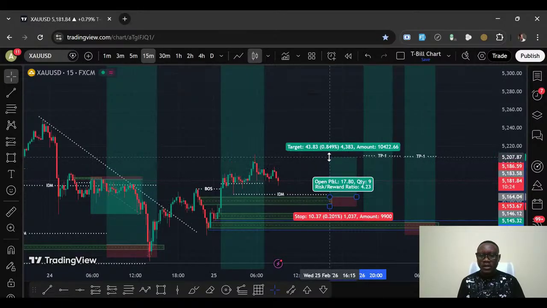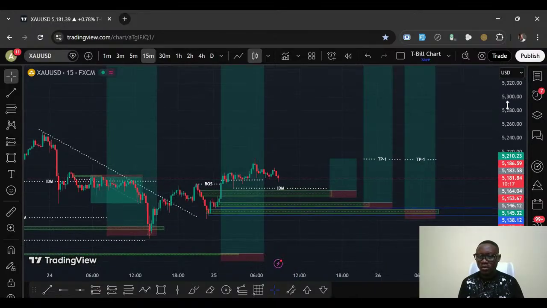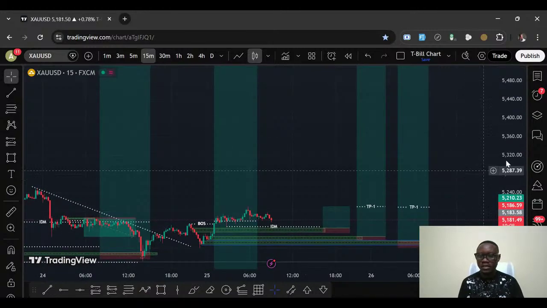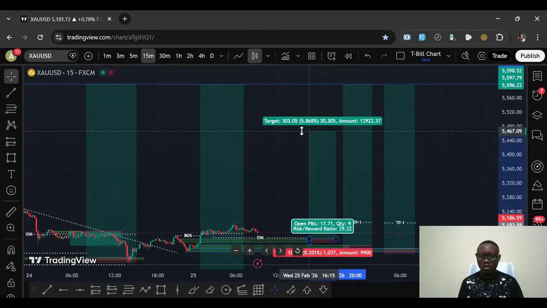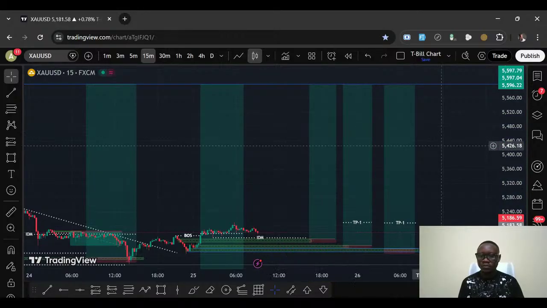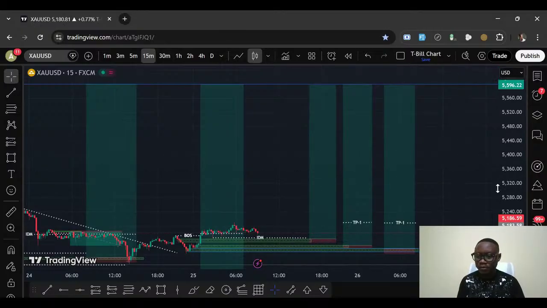Okay, TP1 again is right here, as 1:2. As 1:4. And our full TP will be right here. So this is our full TP, and that is a 1:41 risk to reward ratio.